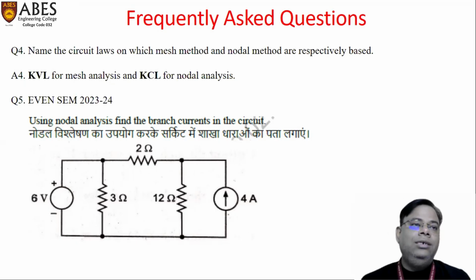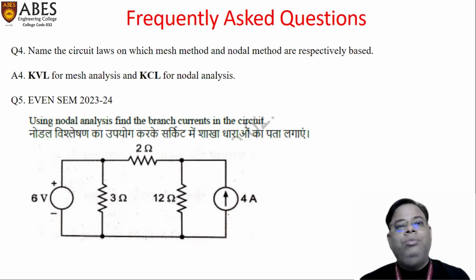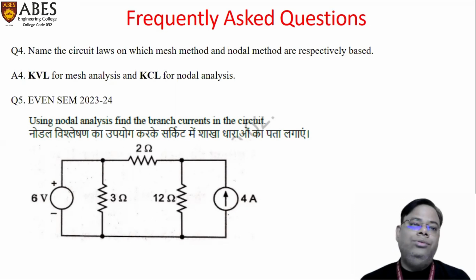KVL states that in any mesh or loop, the algebraic sum of all the voltages is equal to 0. And KCL states that at any node or junction, the algebraic sum of all currents is equal to 0.